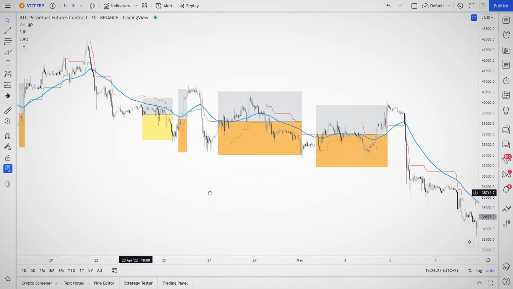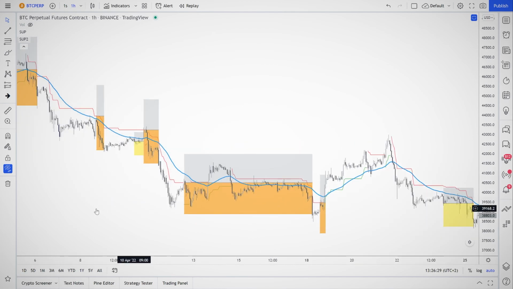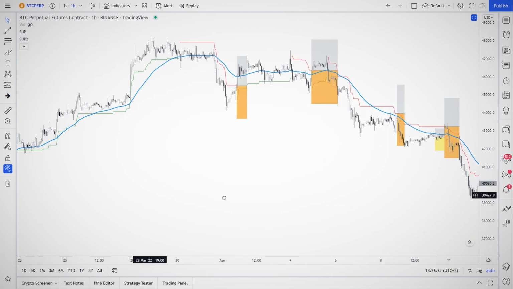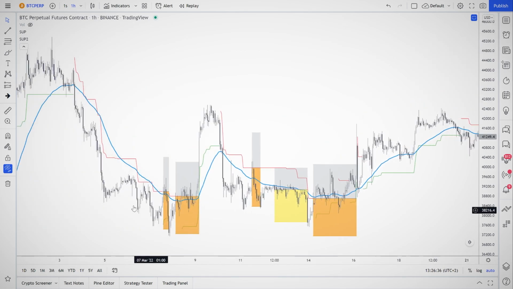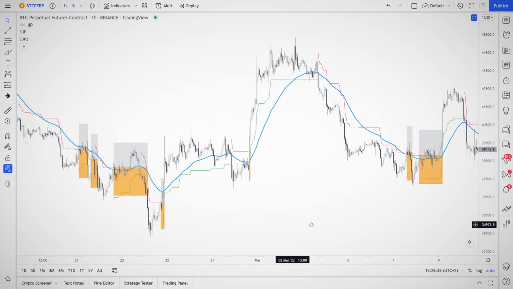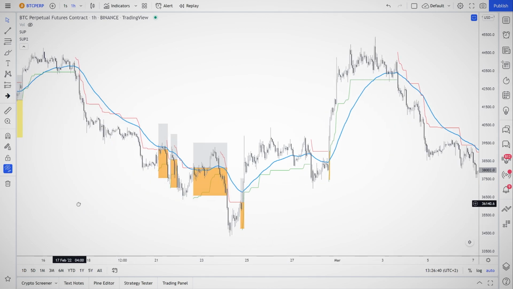I want to show you something even more exciting. Now I have two strategies applied to the chart. The orange trades are today's strategy, but the yellow ones are from my previous video. They mix very well with each other. Make sure you watch this video for more shorting power!